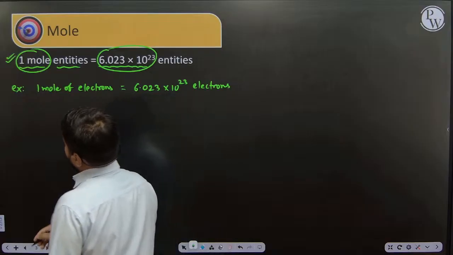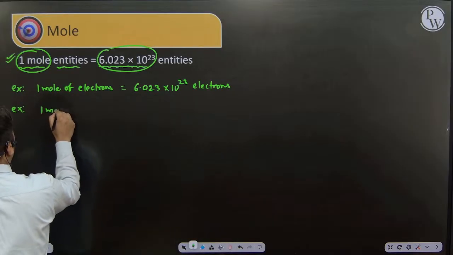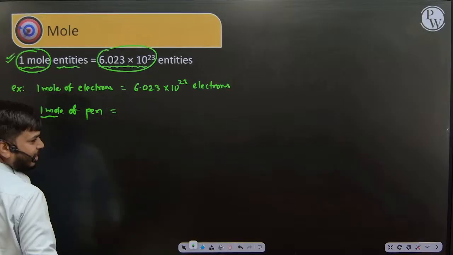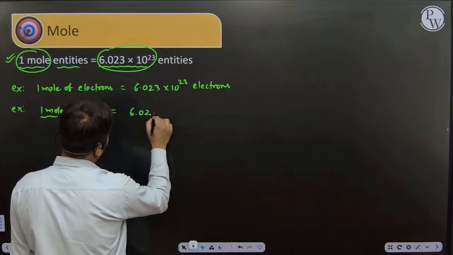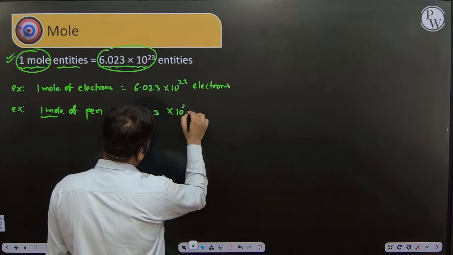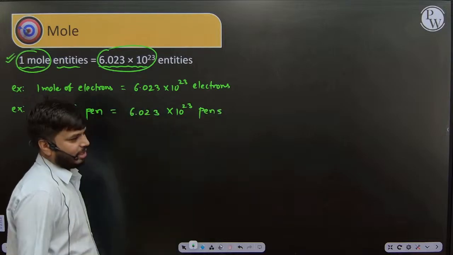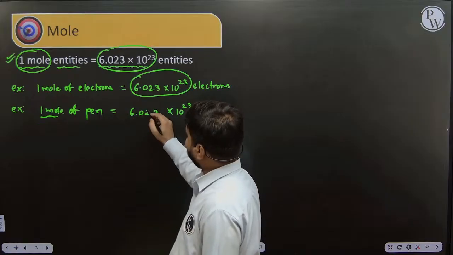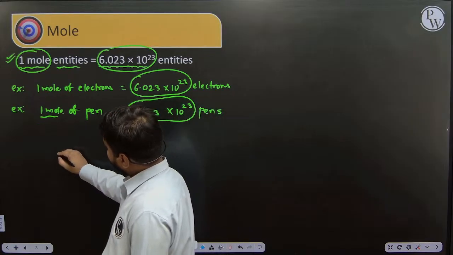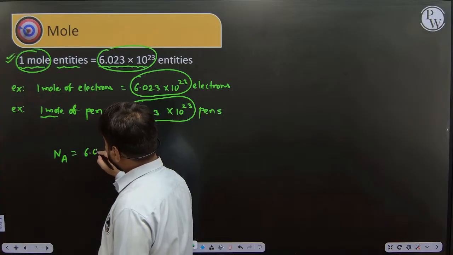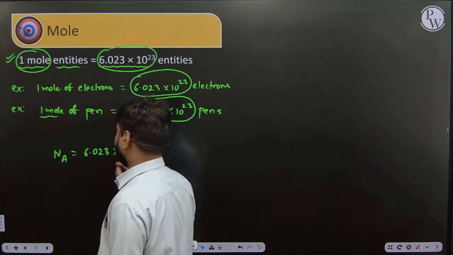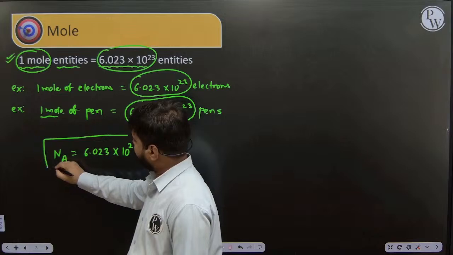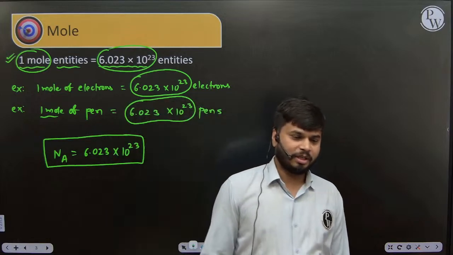Correct? Let's take a very familiar example. Let's say you have 1 mole of pens. Now 1 mole is a very big number. We can represent it as 6.023 into 10 to the power 23 pens. So this many pens we have. I hope it's clear what 1 mole is. 1 mole represents a particular number, and this number is also called Avogadro's number. So 6.023 into 10 to the power 23 is called Avogadro's number. I hope you understood what we mean by a mole.